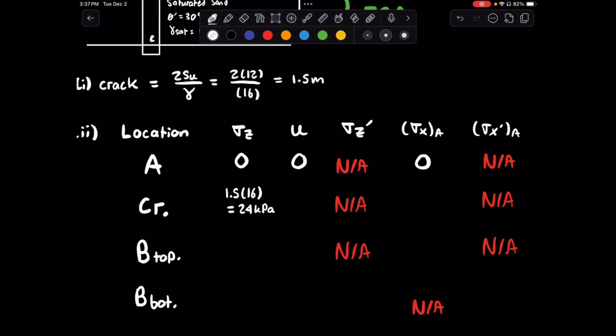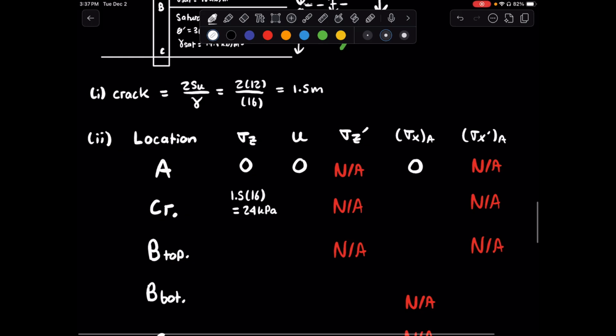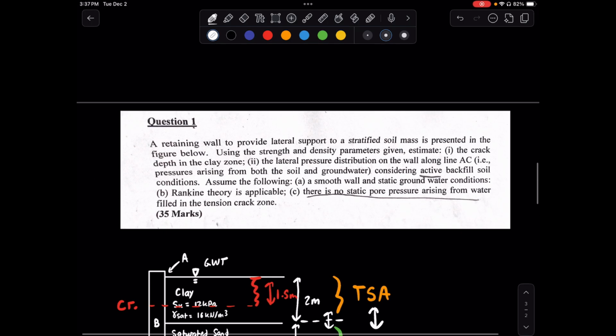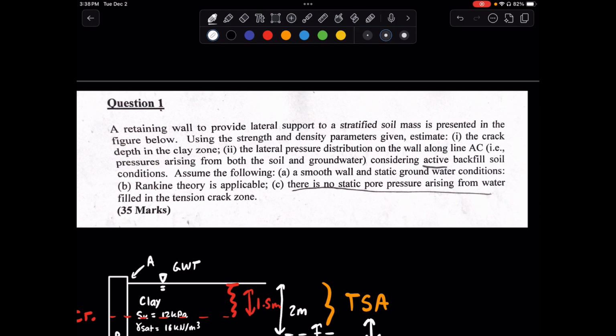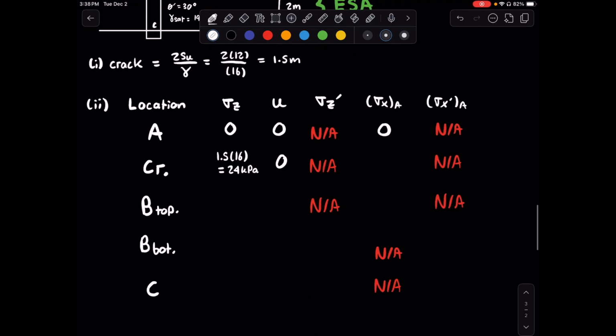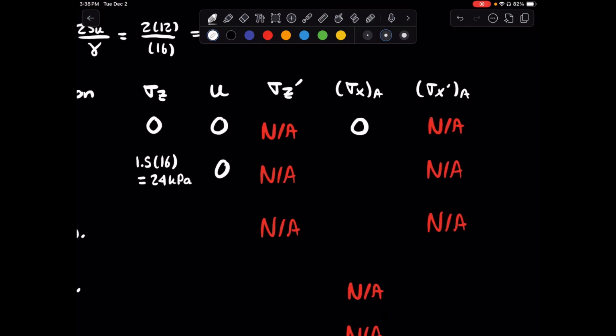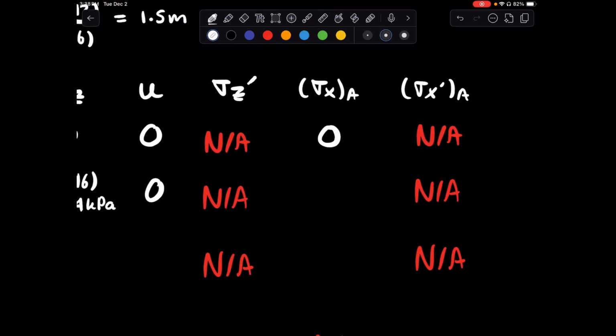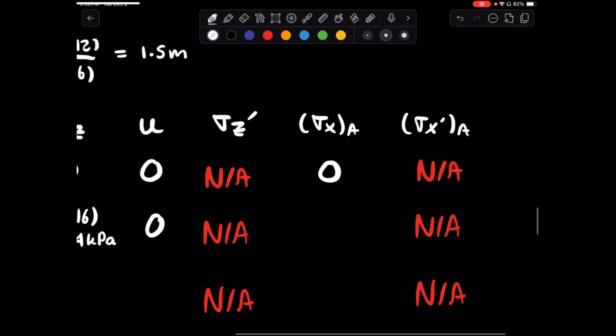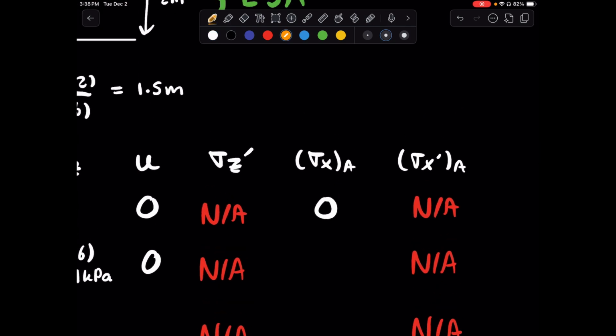What's our pore water pressure in the crack? 0. Why is it 0? Statement C, right there: there's no static pore water pressure arising from water filled in the tension crack zone. That's one of the tricks there. So then, what is the horizontal total force? Well, I'll write the formula here.